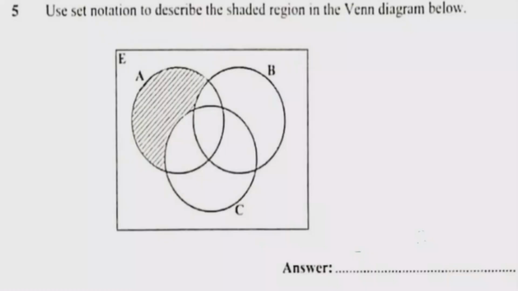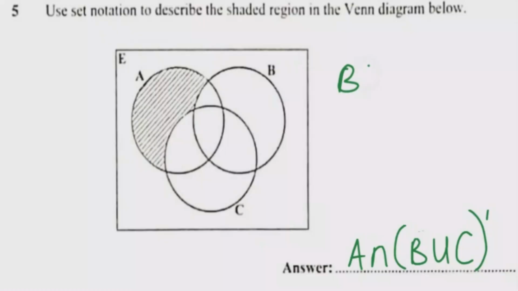So the set notation that can describe the shaded part is A intersection open bracket B union C complement. Okay, so I know some people are saying, sir, the answer is B union C complement.